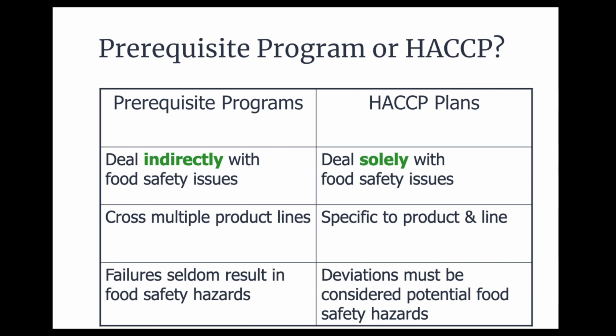If it's a failure that seldom results in food safety hazards, you're probably talking about a prerequisite program. If it's deviations that must be considered due to potential food safety hazards, then most likely you're talking about the HACCP plan. And basically when it screams food safety, 9 times out of 10, you're talking about the HACCP plan. When you have issues that come about that potentially could cause food safety issues if it was kind of blown up a little bit, or if it happens at a higher frequency or something like that, then you're talking prerequisite.